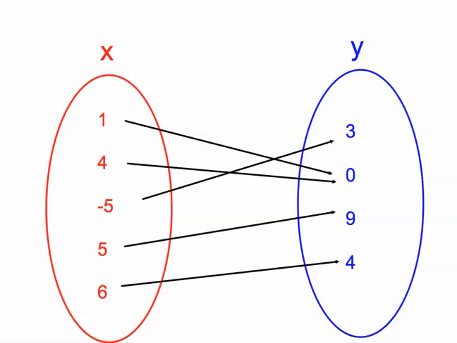So to get more mathematical, we could have a mapping diagram that looks like this. This is a relation that takes 1 and matches it to an output of 0. If you put in 4 into this relation, you get an output of 0. If you put an input of -5 in, you get an output of 3. Input of 5 gives you an output of 9. Input of 6 gives you an output of 4. So again, it's a matching between an input and an output.